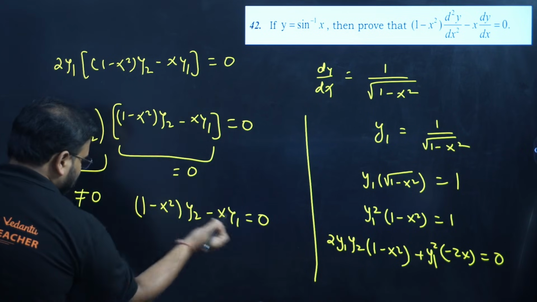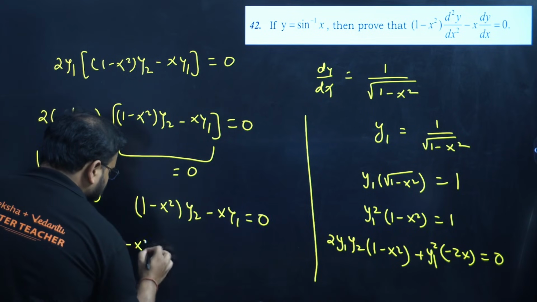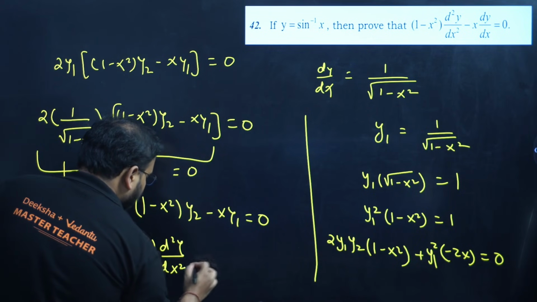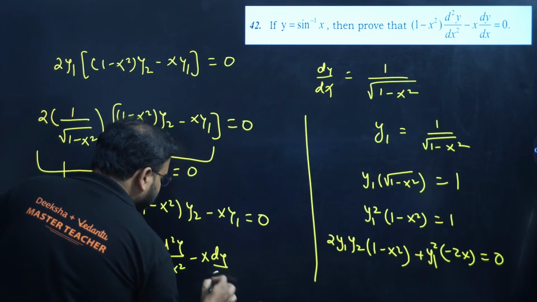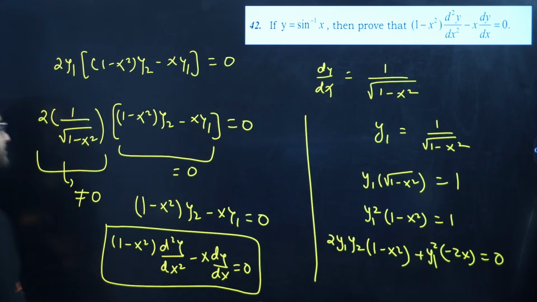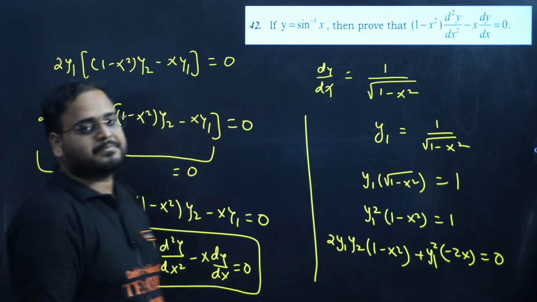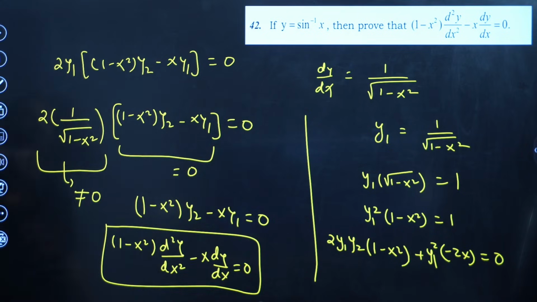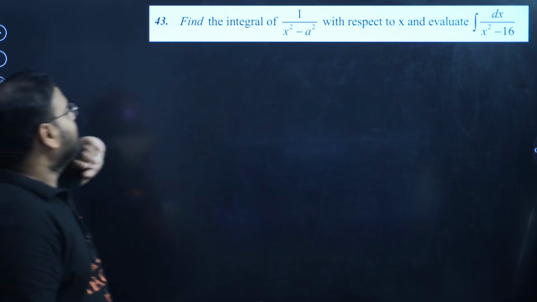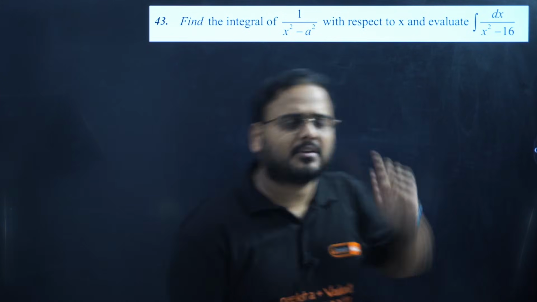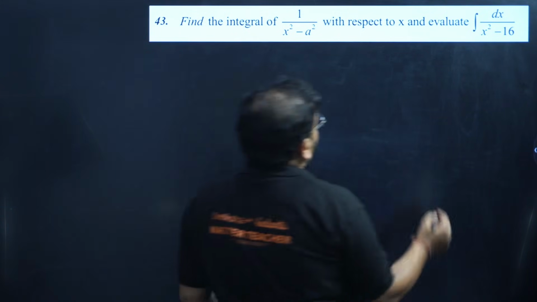Put the values of y2 and y1, so we get 1 minus x square d square y upon dx square minus x dy by dx equals to 0. A simple question in second derivative. Proved. Check the question statement. Next. 43. Find the integral of this and evaluate that result. Particular function, no problem.